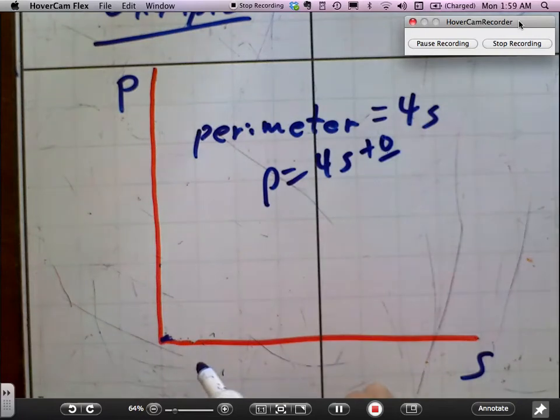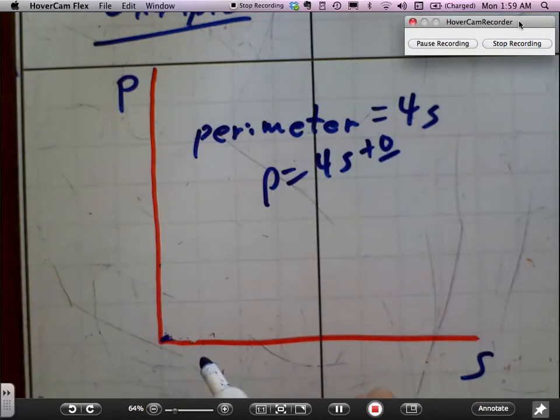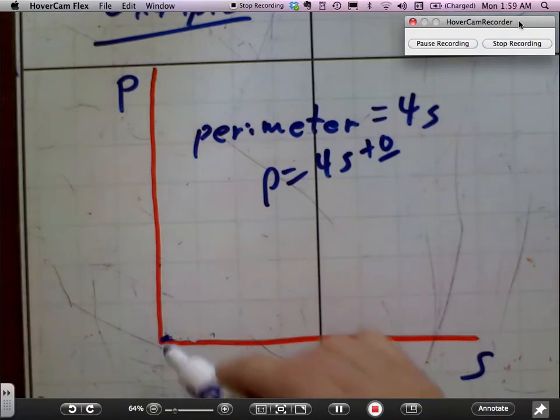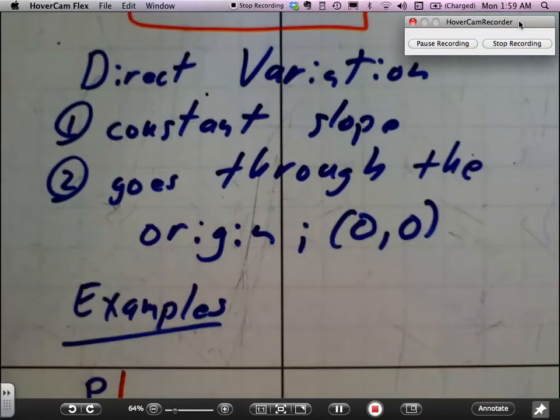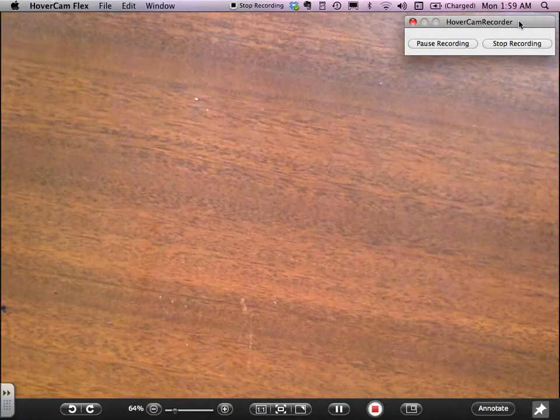So that does go through the origin, and it also has a constant slope of 4. When the length of the side increases by 1, the perimeter has to go up by 4, which makes sense because there are 4 sides. So that's what the graph would look like. Clearly it has a constant slope and it goes through the origin, so that is an example of direct variation. There's a problem on page 25 that asks you to identify whether or not certain relationships vary directly.